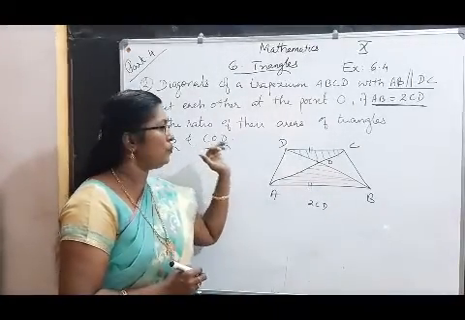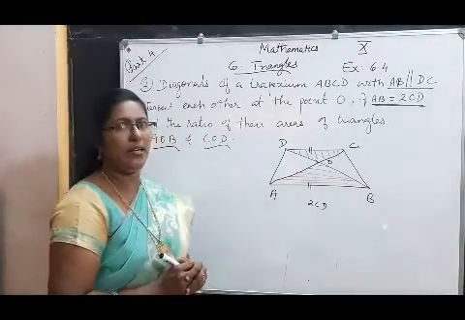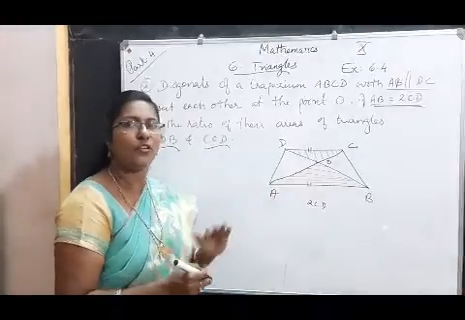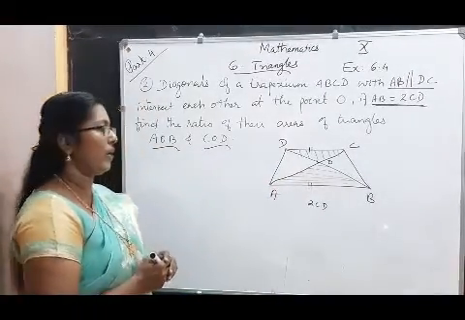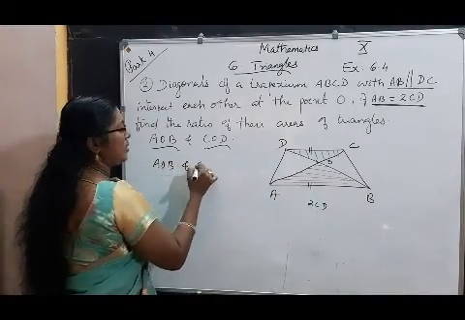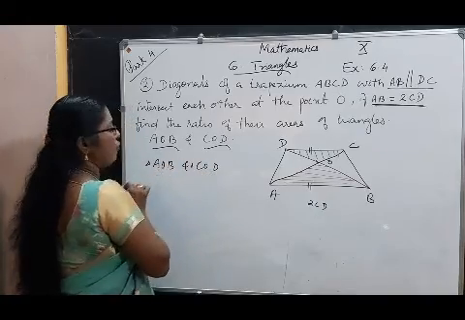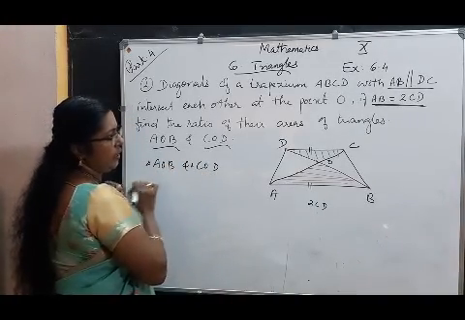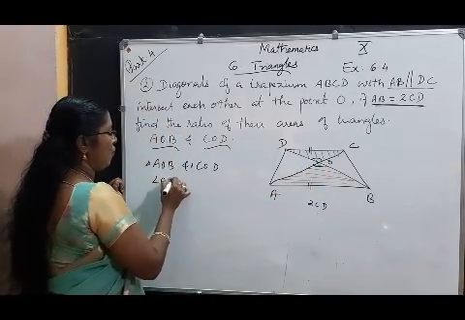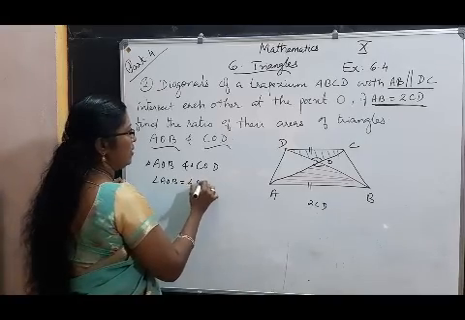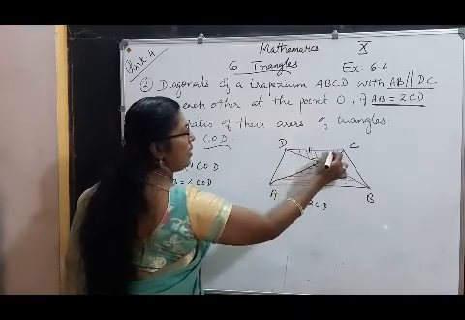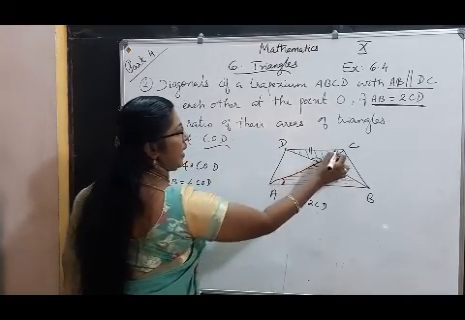First of all, we want to prove these two triangles are similar. Then only we can write that the square of the ratio of the corresponding sides is equal to the ratio of the areas. So take the triangles AOB and COD. This is vertically opposite angles, angle AOB equal to angle COD. Then these two lines are parallel, so these are alternate interior angles.